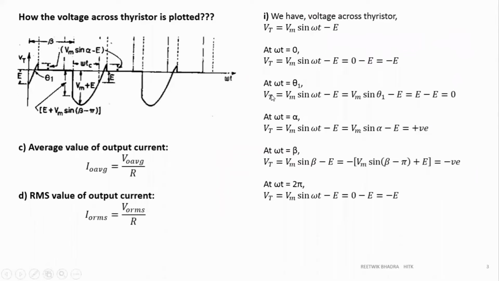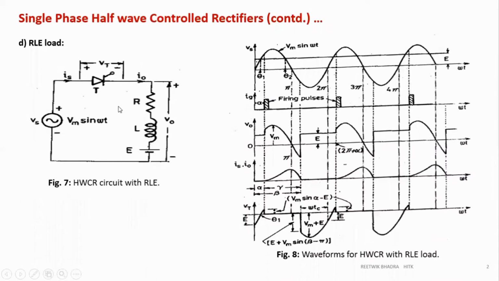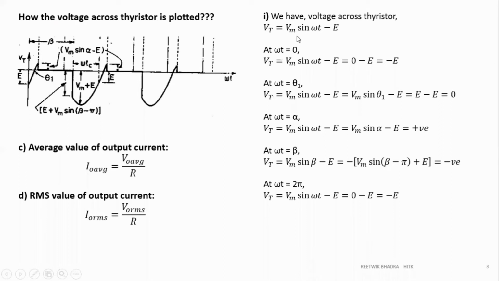The process which I told you earlier cannot be applied over here. You need a separate calculation of your VT because there is an EMF at the output. So that will also have an effect on your VT. So what will be VT basically? VT is equal to Vm sin omega t minus E.